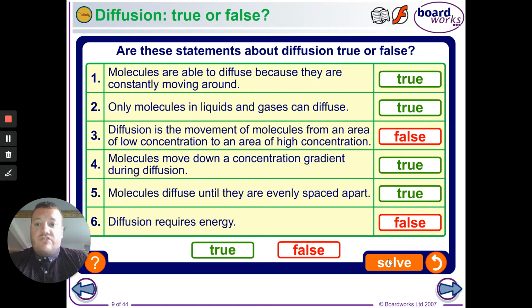Molecules move down a concentration gradient during diffusion. That's true. We say it's moving down the concentration gradient. We might also say it moves with the concentration gradient. Sometimes you'll see it written that way, but it means the same thing. Molecules diffuse until they're evenly spaced apart. That's true. And diffusion requires energy. That's false. It's a passive process.